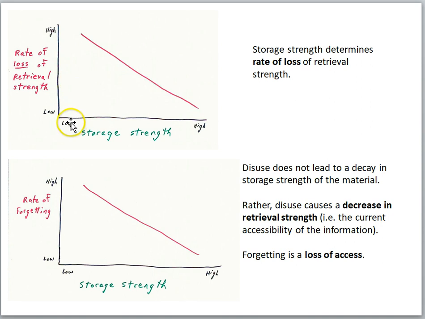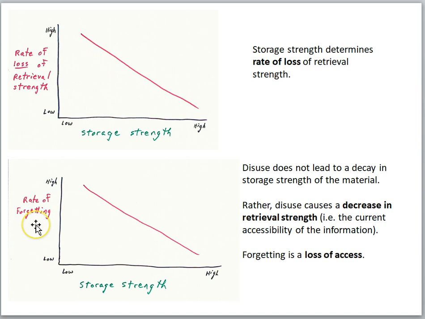In the top graph then, we have on the x-axis storage strength from low to high, and on the y-axis rate of loss of retrieval strength, low or high. And what this graph is telling us is that when a memory has a low storage strength, the rate of loss of retrieval strength is high. If a memory has a high storage strength, the rate of loss of retrieval strength is low. So the storage strength determines the rate of loss of retrieval strength. We can just replace this idea, rate of loss of retrieval strength, with rate of forgetting.